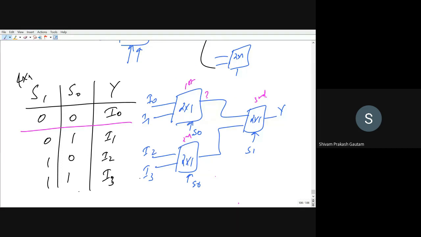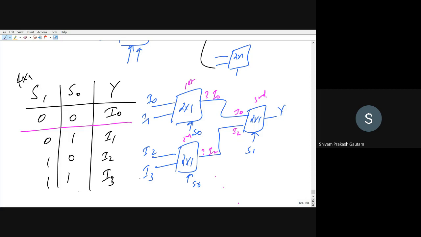When S0 is 0, what will be here? It will be I0 only, right? And in the second case, when S0 is 0, what will be coming here? I2. Okay. So here will be I0 and here will be I2.